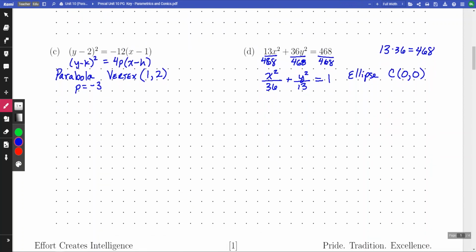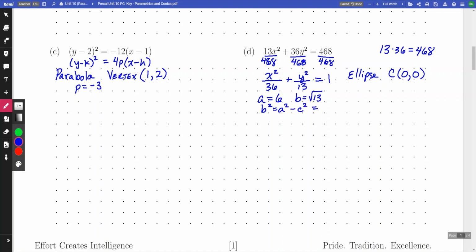Okay. And over here for our ellipse, on this side, a is going to be the square root of the larger number, and so that square root is going to be 6. B is going to be the square root of the smaller number, and so that's going to be the square root of 13. And we know that for an ellipse, the relationship is b squared equals a squared minus c squared.